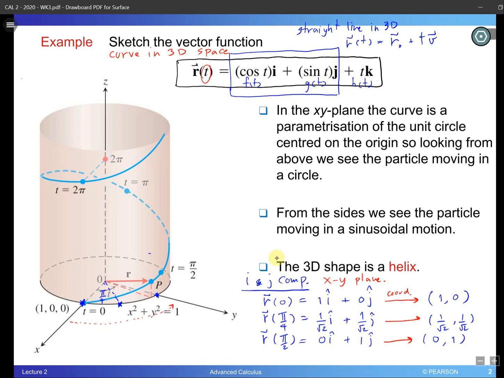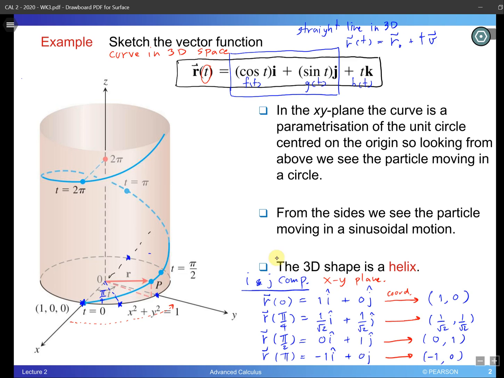Now let's try more. The last one, pi. Cosine pi, that's going to be minus 1, i. Sine of pi, that's 0j. This corresponds to the coordinate of minus 1 and 0, and it's going to be back here. Now let's extend the x-axis. It's going to be here, x equal to minus 1 and y equal to 0.